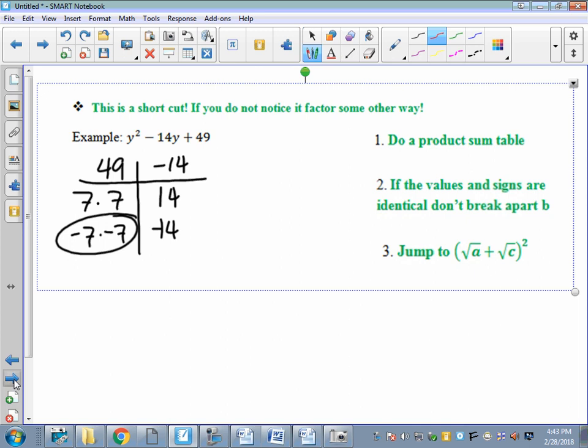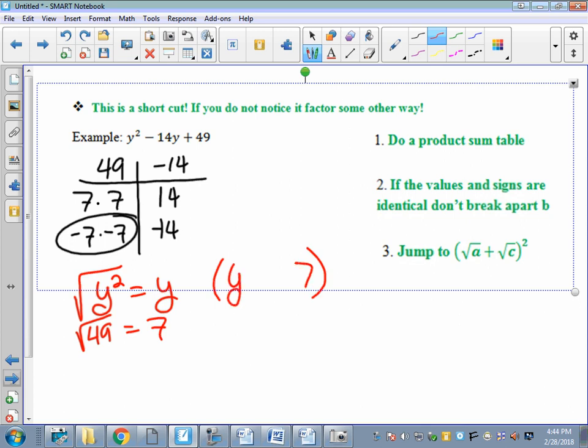So if you're looking to see what I'm looking at, I'm saying, okay, well, I have y squared square rooted. That's equal to y. And I have 49 square rooted. That's equal to 7. So I'm going to open a single set of parentheses and say y goes first, 7 goes last. I know I need this whole parenthesis squared. And then what you're going to do is take the sign that is in front of your b. So if it's a negative, we'll go ahead and call it negative or minus.